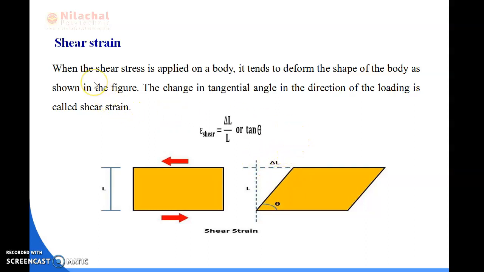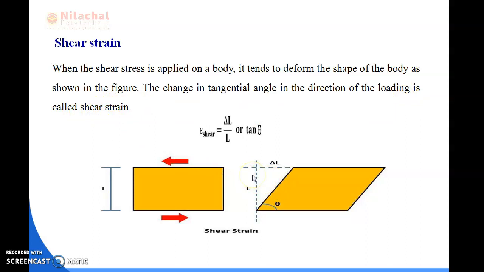So by the definition, when shear stress is applied on a body, it tends to deform the shape of the body as shown in the figure. The change in tangential angle, that is, the angle made with respect to the original shape of the body, in the direction of the loading, is called shear strain.